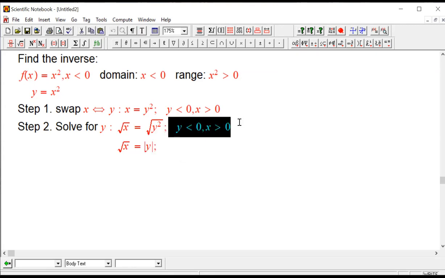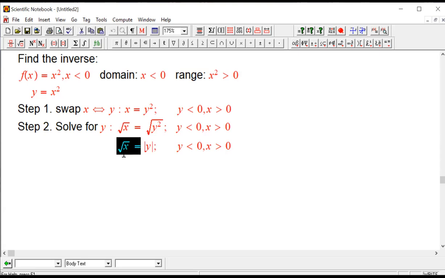Now we still have the same assumption, not assumption, the domain and range after it's been swapped. Now the question is, we're going to have to solve for y. But knowing that y itself is negative, the absolute value of a negative number is its opposite. So it equals negative y. Remember our lectures last week about absolute value functions? I think we did that.